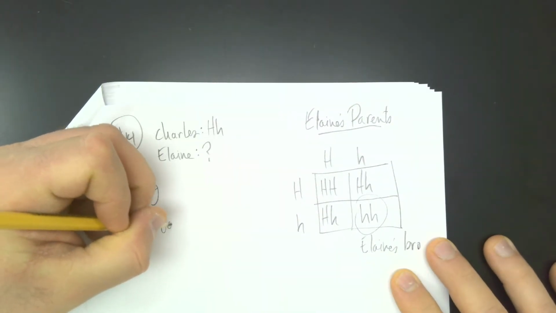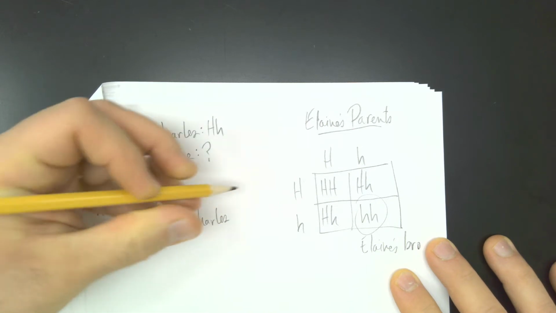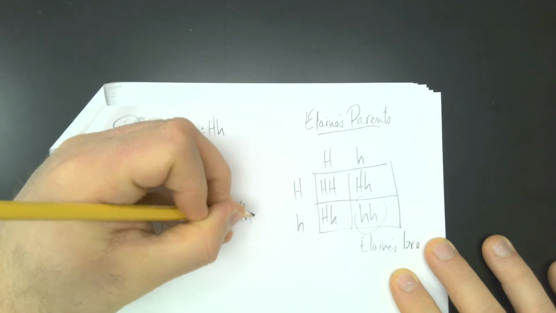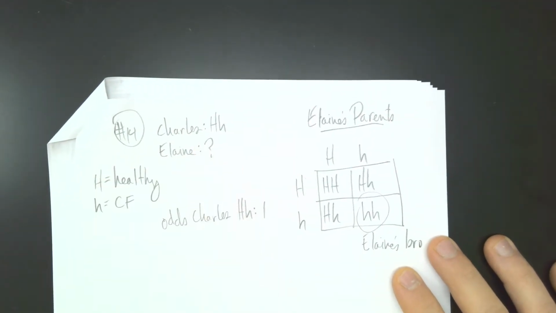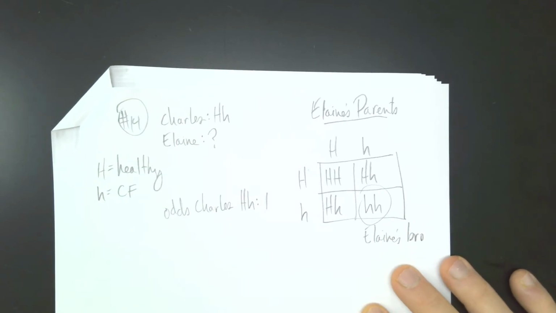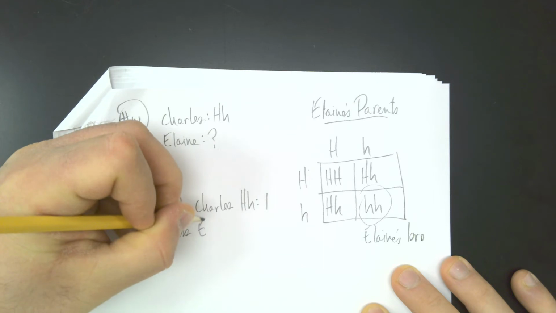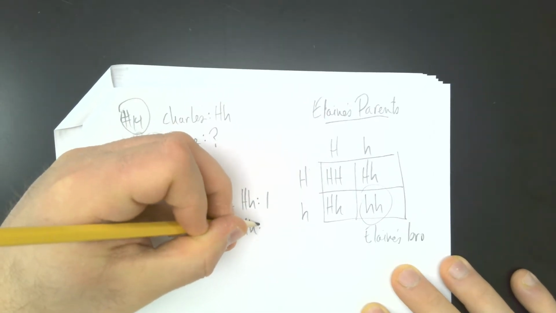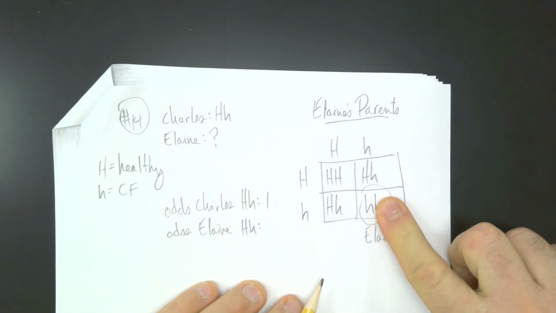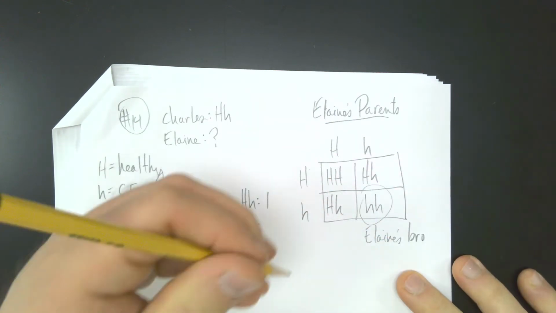The odds that Charles is a carrier, it's 1, right? We know that he has had a kid with CF, but he doesn't have it, so the odds that he's a carrier is 1. The odds that Elaine is a carrier, that she is heterozygous, we know she doesn't have it, but the odds that she's heterozygous are 2 out of 3.